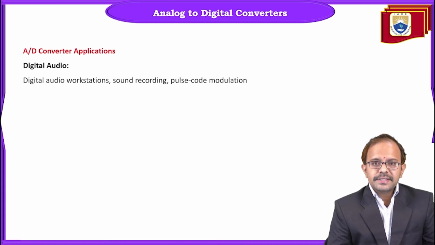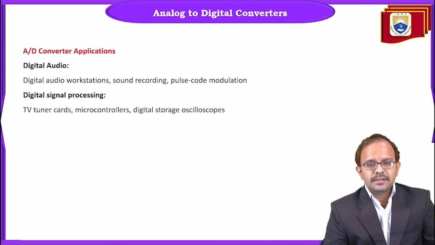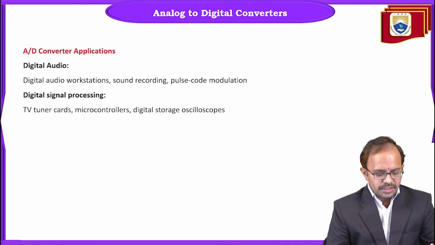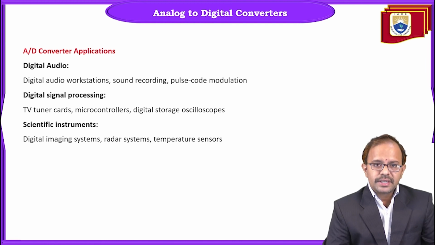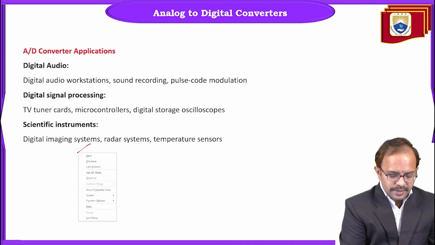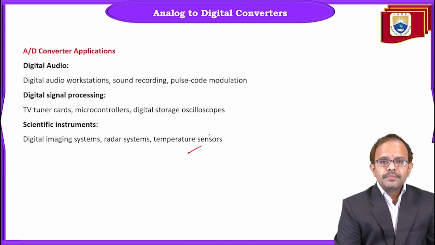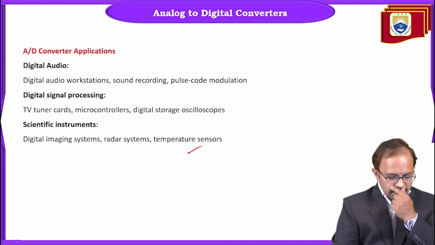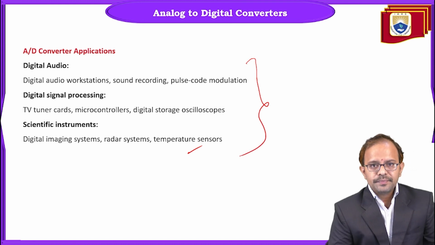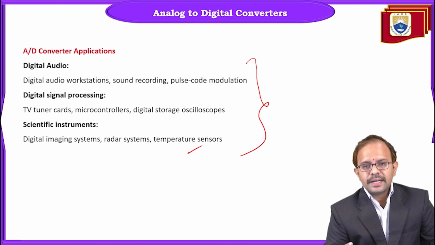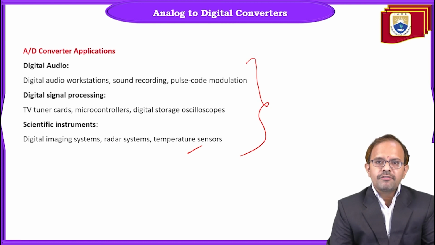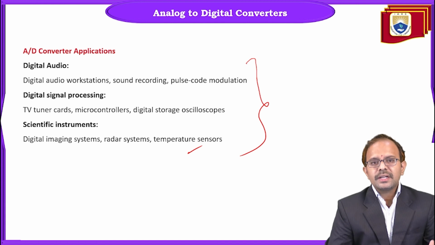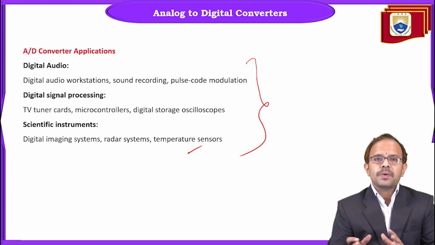Now coming to the applications where we are going to use this ADC: digital audio workstations, sound recording, and various pulse code modulation techniques, no doubt all the digital signal processing techniques. Wherever we use TV tuner records, microcontrollers, digital storage oscilloscopes, and in different scientific instruments like digital image processing systems, radars and temperature sensors, because they work with real data. All these applications work with real data, and we need to convert this real data into digital, right? Only then can we execute this task, digital image processing. Definitely I need to convert my analog to digital, only then can I process it.